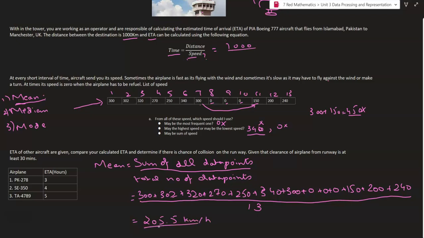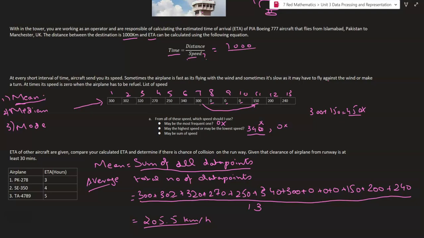So now I know that my speed is my average speed, and this is also called the average. So don't worry if you've been asked to calculate average or mean. They both mean the same thing. My average speed or my mean speed is 205.5 kilometers per hour.